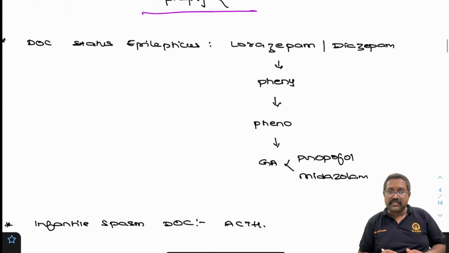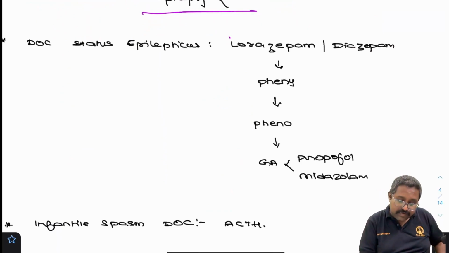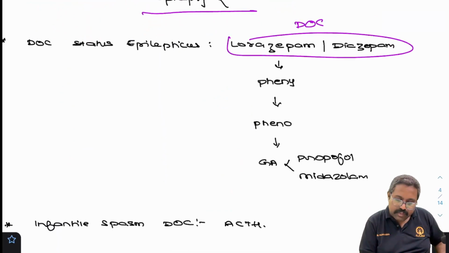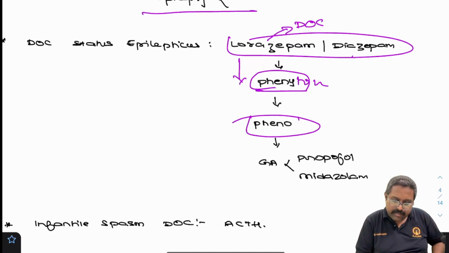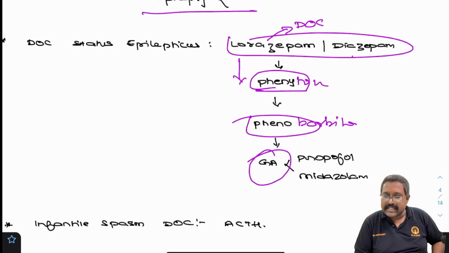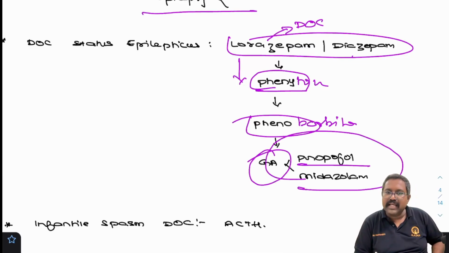So which is the drug of choice for status epilepticus? The drug of choice is lorazepam. If lorazepam is not there, second you can go for diazepam. If it is not controlled, the next is phenytoin. Next is phenobarbital, and next is the general anesthetic, that is propofol and midazolam, which will be the last resort.